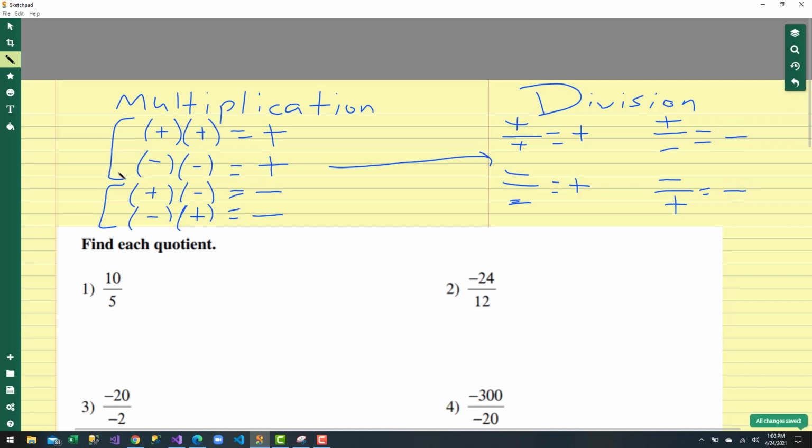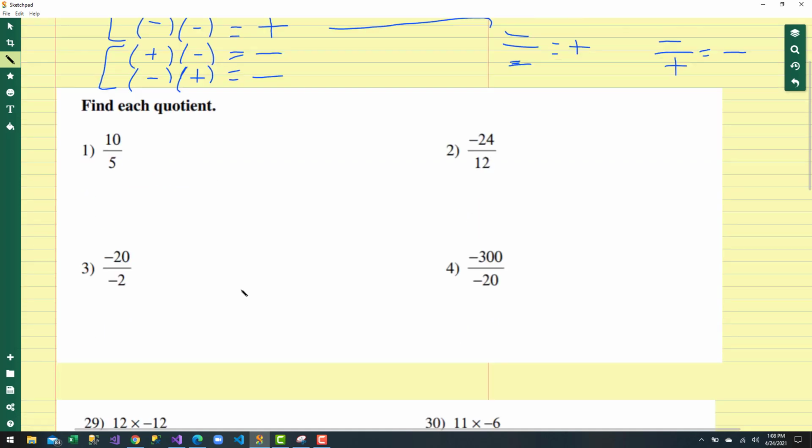Let's apply that in practice here. First step, let's find each quotient, so we're dividing integers. Problem number 1, 10 divided by 5. I like to always label the sign, and eventually you'll get better and better and you don't have to label it. We have a positive divided by a positive, so I know this answer, before I even work out the problem, is going to be positive. Same sign is positive. Now we divide. 10 divided by 5 is 2. That's it. Simple as that.